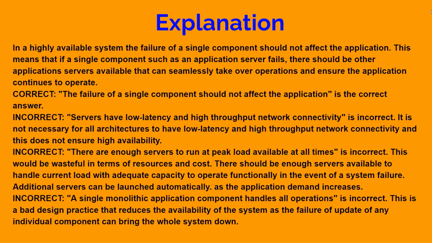Incorrect. Servers have low latency and high throughput network connectivity is incorrect. It is not necessary for all architectures to have low latency and high throughput network connectivity, and this does not ensure high availability. Incorrect. There are enough servers to run at peak load available at all times is incorrect. This would be wasteful in terms of resources and cost. There should be enough servers available to handle current load with adequate capacity to operate functionally in the event of a system failure. Additional servers can be launched automatically as the application demand increases.